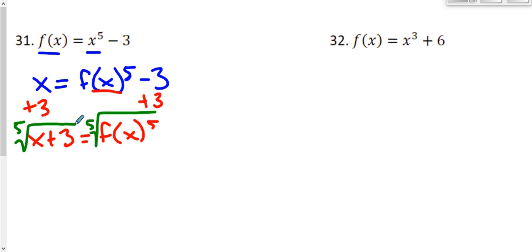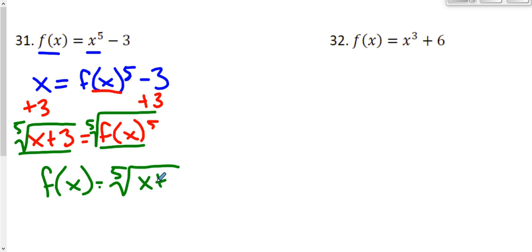And when we do that, the f of x will now be completely alone, and it'll be equal to everything from that left-hand side, which is the 5th root of x plus 3. And that's it. That's our inverse. Technically, we could put a little -1 there for our notation, but that guy's all done.